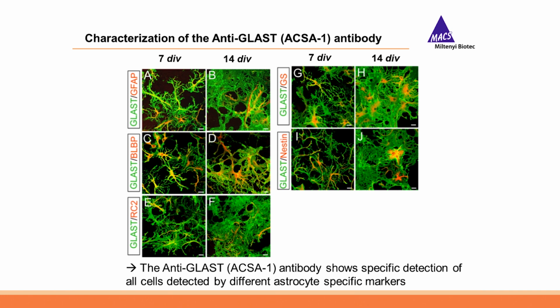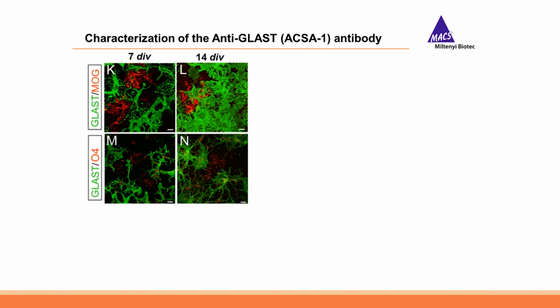We also performed co-stainings with additional astrocyte markers such as BLBP, RC2, GS, and nestin. All BLBP, RC2, GS, and nestin positive cells with astrocyte morphology were also detected by the anti-GLAST antibody. That means that the anti-GLAST antibody shows specific detection of all cells detected by different astrocyte-specific markers. The expression of GLAST was also investigated on other cell types such as oligodendrocytes and neurons, and we found no co-localization with the oligodendrocyte-specific markers MOG and O4, as you see here in these pictures.